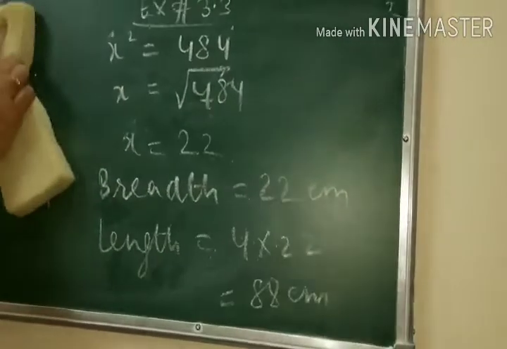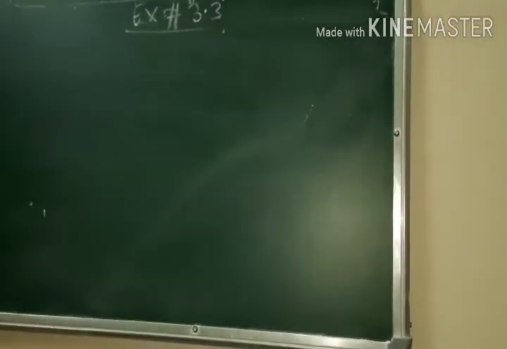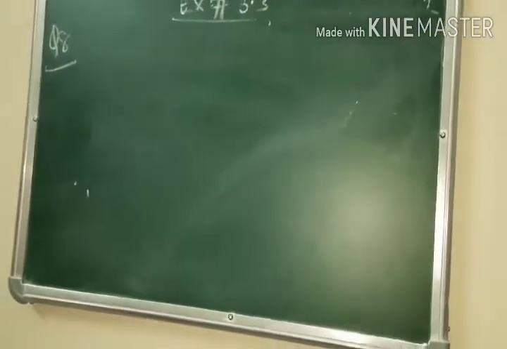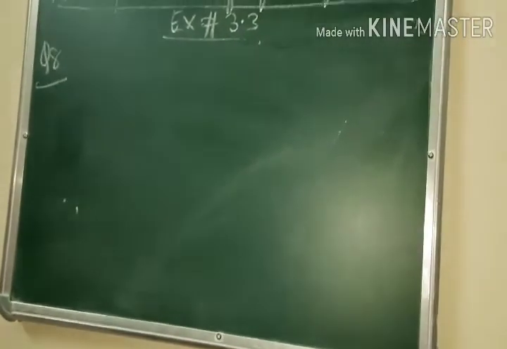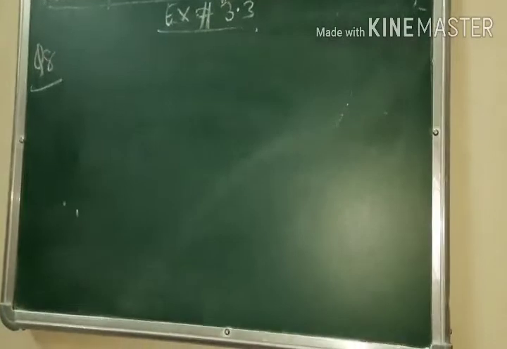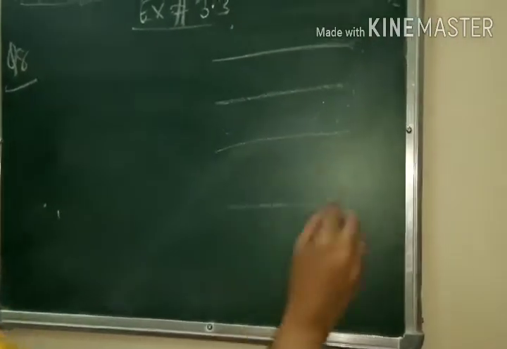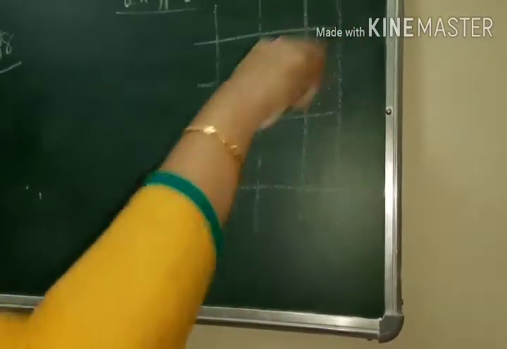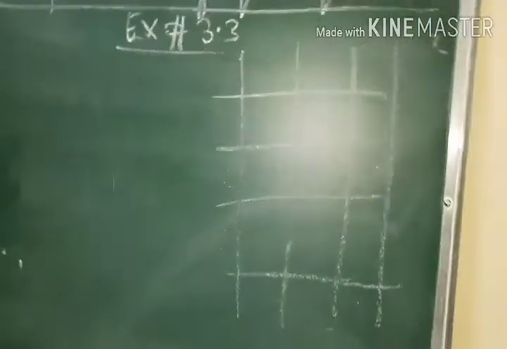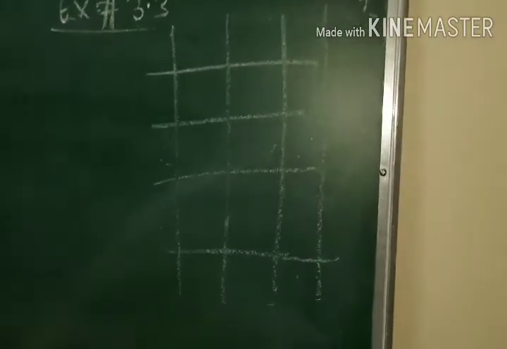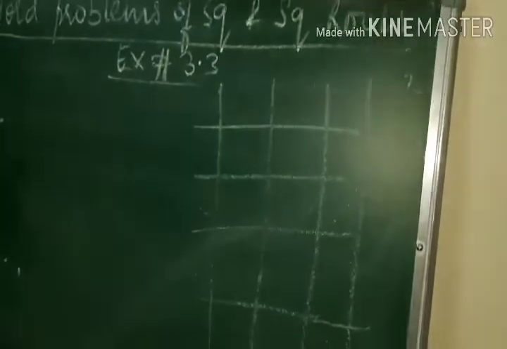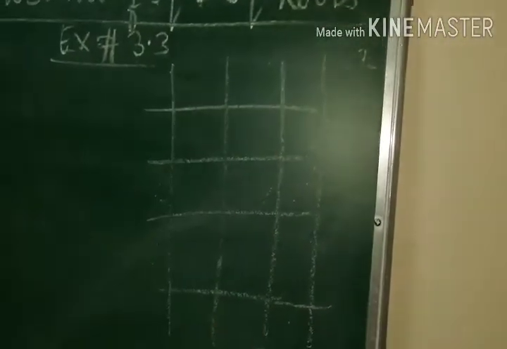Now move on to question number 8. Question number 8 is, in a school, a PT teacher wants to arrange 2000 students in the form of rows and columns. Now these are rows and these are columns. The PT teacher has to arrange the students in such a way that the number of rows should be equal to the number of columns. So if the number of rows is 4, he has to put the number of columns also 4. So a proper grid is to be formed by the PT teacher.